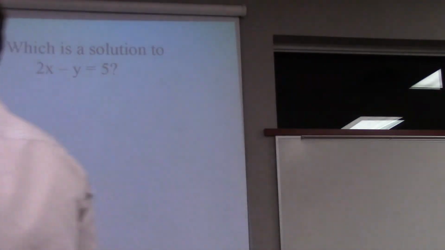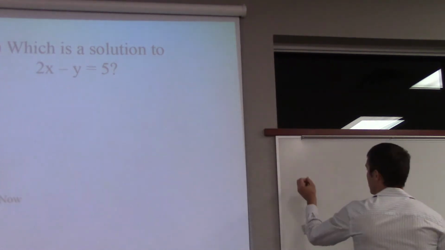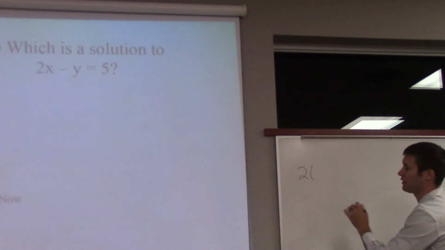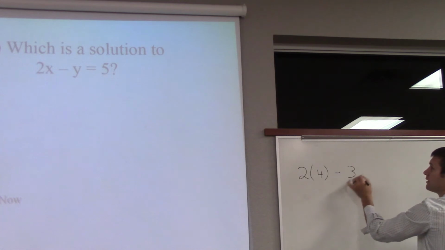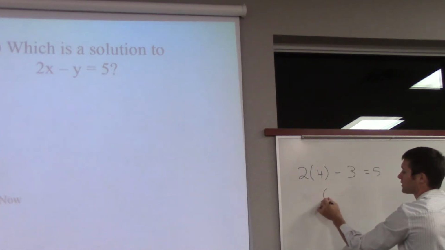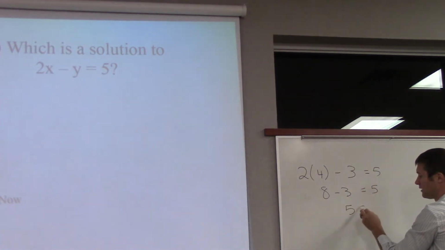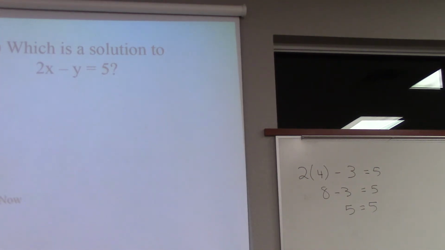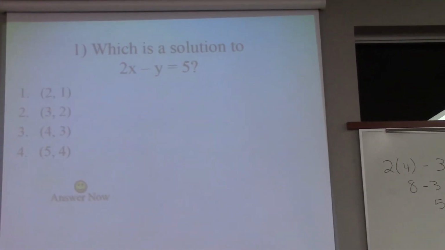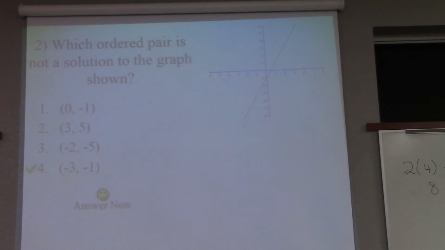Let me do it right there on my board. If I took number 3 and plugged it in, my x value is 4, so I go 2 times 4 minus 3 equals 5. 2 times 4 is 8. 8 minus 3. Does 8 minus 3 equal 5? Yes. So my answer for this case would be C. So just identify 3 as my solution.